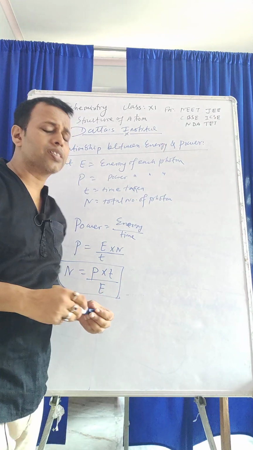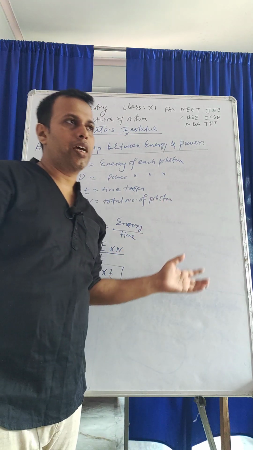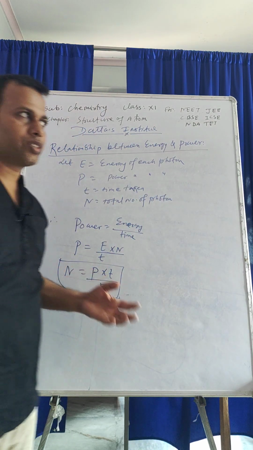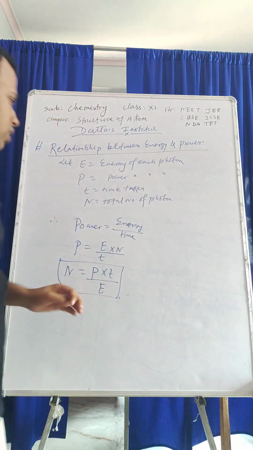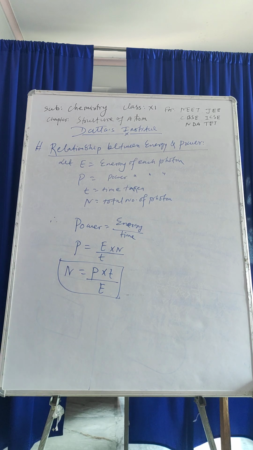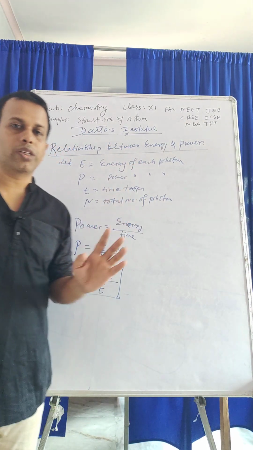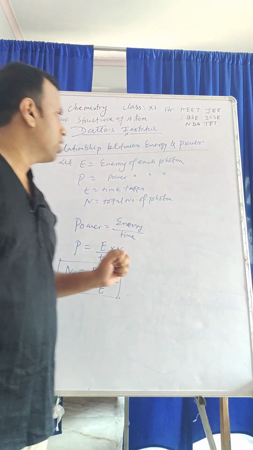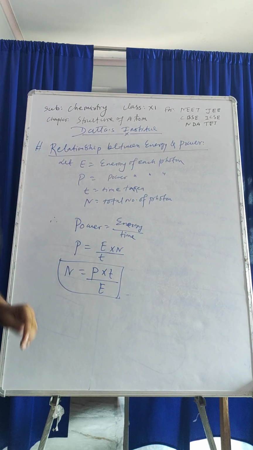Sometimes they give in the questions a bulb of some watt and the total energy or wavelength, and then you have to find out in 1 second, 1 minute or 1 hour how many photons will escape from this bulb. Okay, this type of question will come. Now I will give some questions. I will take some questions from the previous sections, NEET or JEE, related to power and energy. Okay, so let's try.